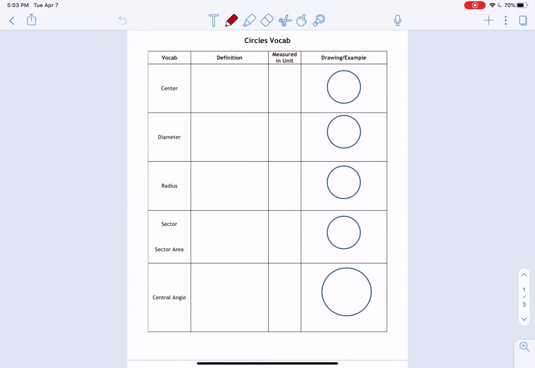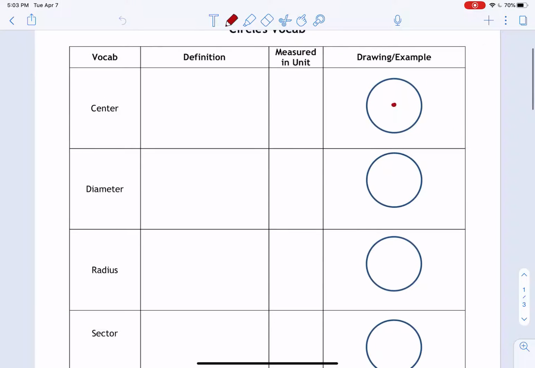So, we're going to start with the word center, and the center of a circle is a point, really, that is the same distance from every point on the circle. It doesn't have any units of measure, but it is labeled with a capital letter.